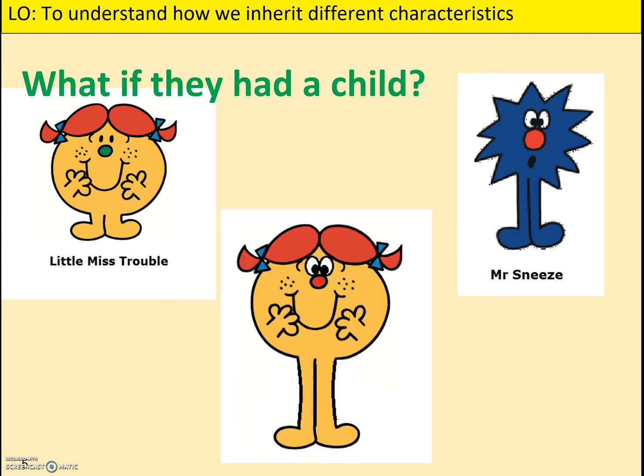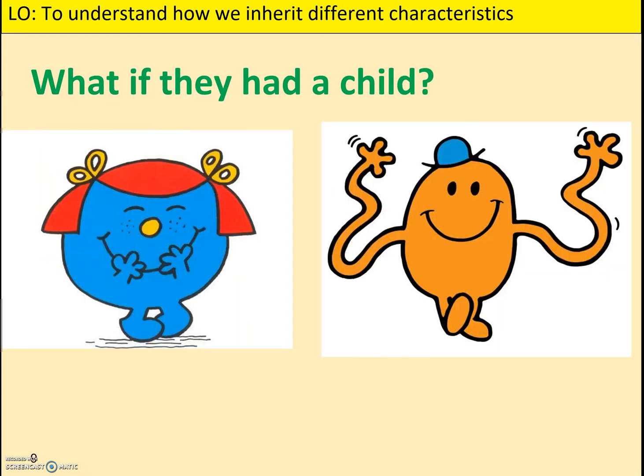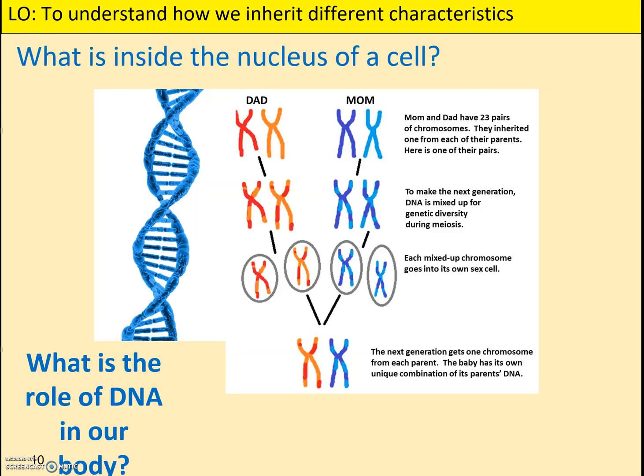She has inherited Miss Trouble's face and shape and hands and Mr. Sneeze's nose and legs. These are known as inherited characteristics. What if these two characters were to have a child? Please pause the video and imagine what this child could look like now. So inherited variation is a combination of different characteristics which you can inherit from your mother and from your father.